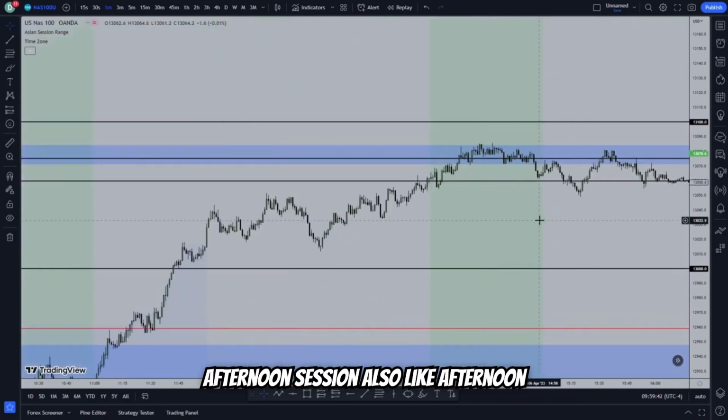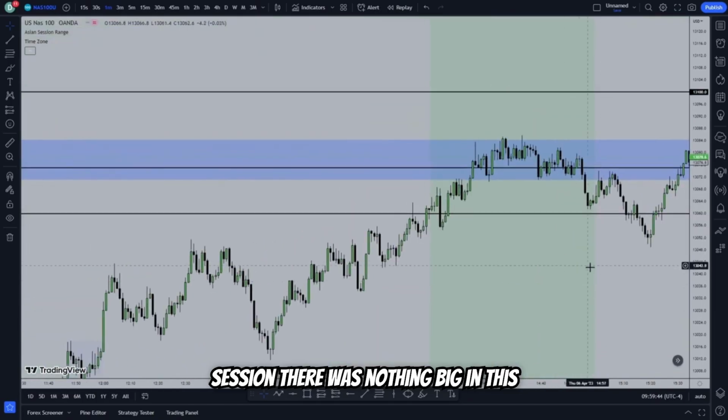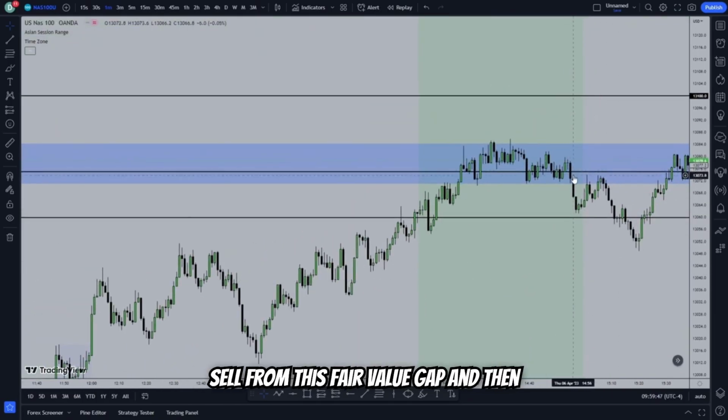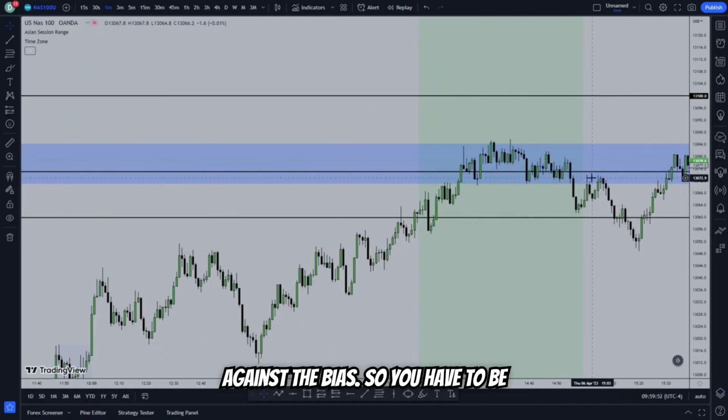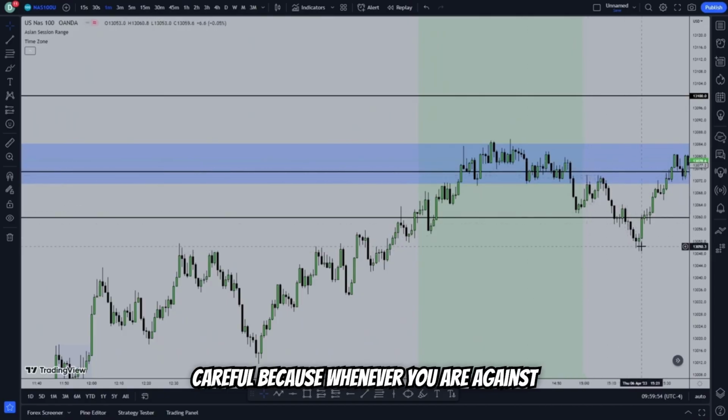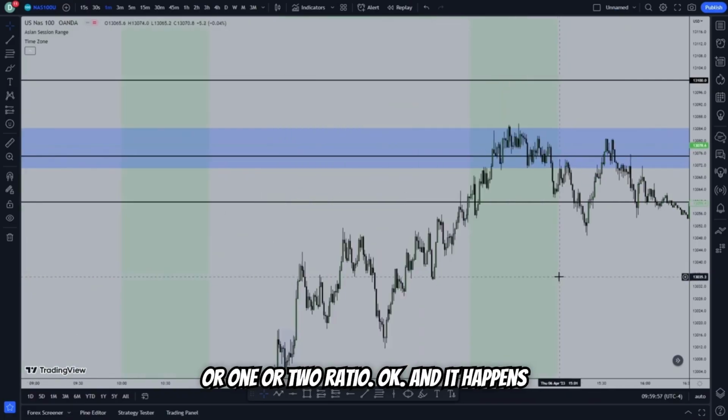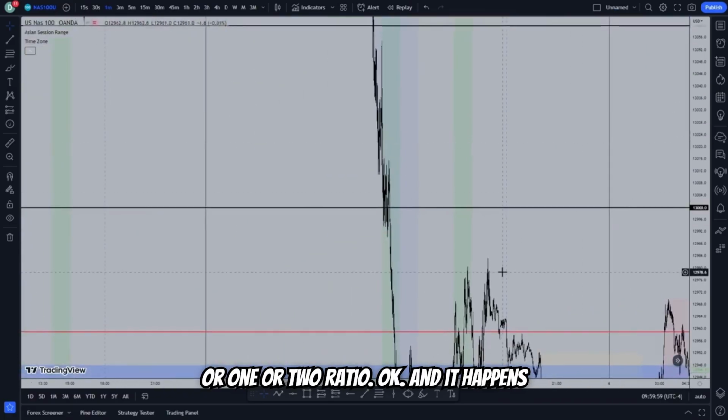And in the afternoon session also, there was nothing big, but there was a small sell from this fair value gap, and you could have taken a small one. But it was against the bias, so you have to be careful, because whenever you're against the bias you should target only a 1:1 or 1:2 ratio. Okay, and it happens every day.